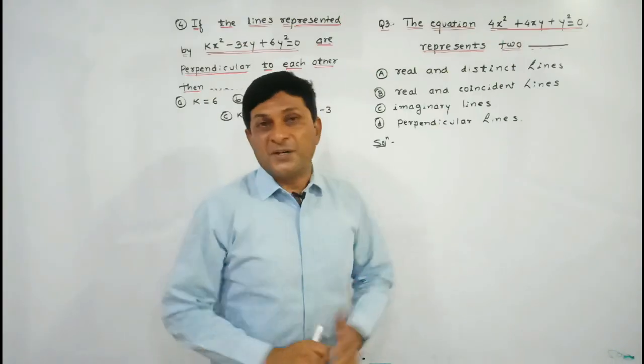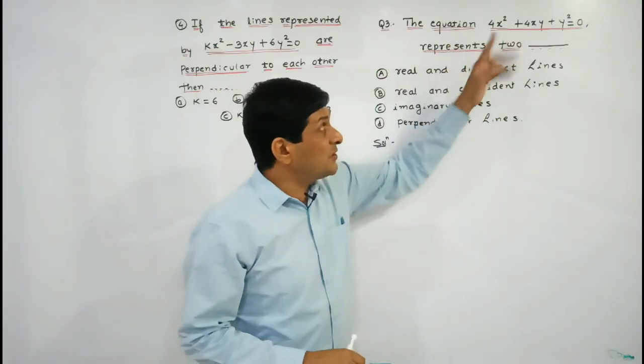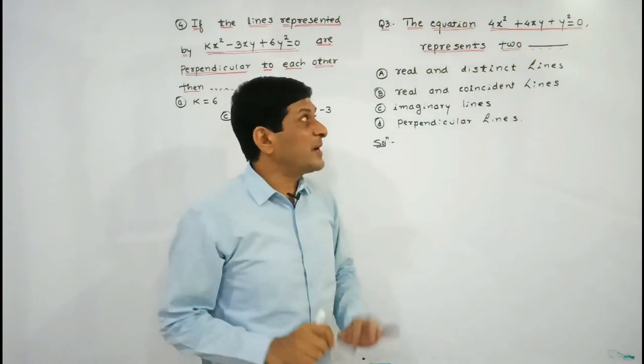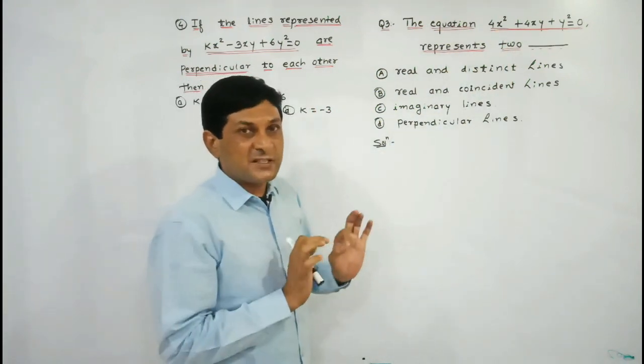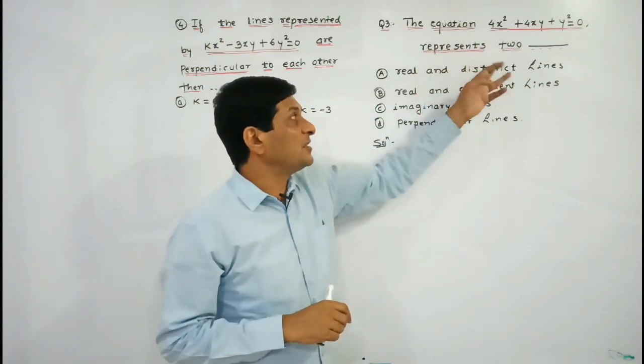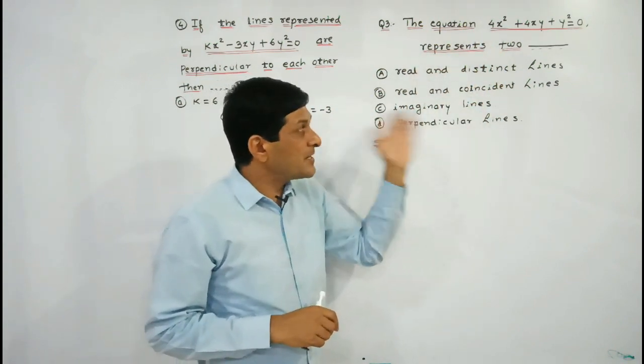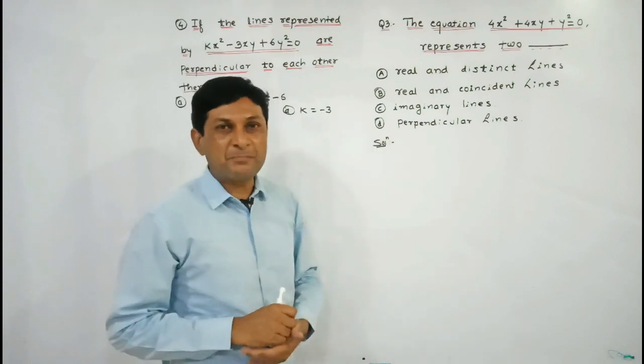Now see in the third example, one homogeneous equation means 4x square plus 4xy plus y square is equal to 0 is given to us, and we have to check that lines represented by this equation are real and distinct, real and coincident, imaginary or perpendicular lines.